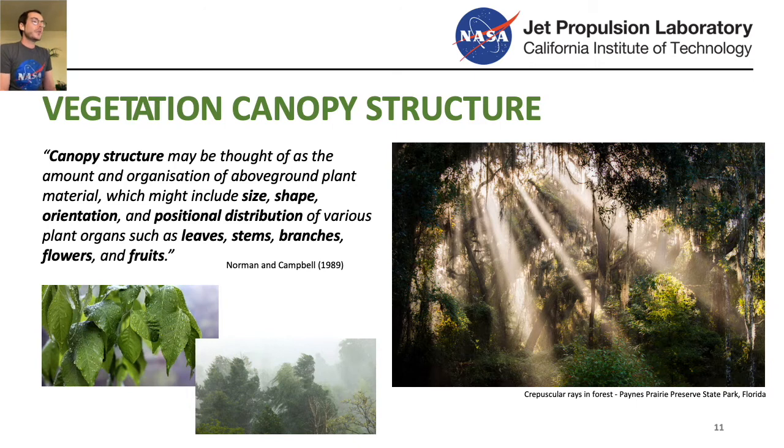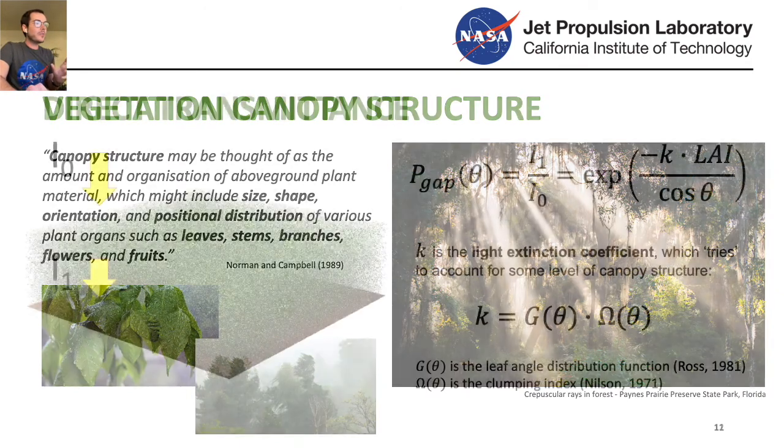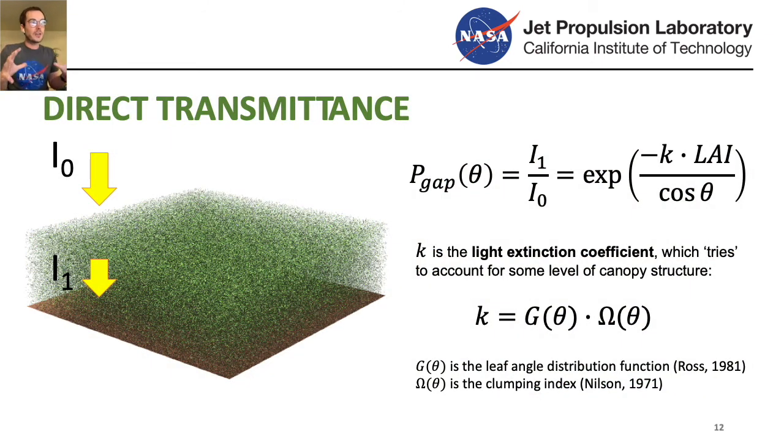No. So that's why I thought it was interesting to bring a definition of canopy structure from Norman and Campbell, as old as me, that says, and I quote: "Canopy structure may be thought of as the amount and organization of aboveground plant material, which might include size, shape, orientation, and positional distribution of various plant organs such as leaves, stems, branches, flowers, and fruits." So when we think about canopy structure, we really should be thinking about the whole picture of what canopy structure means.